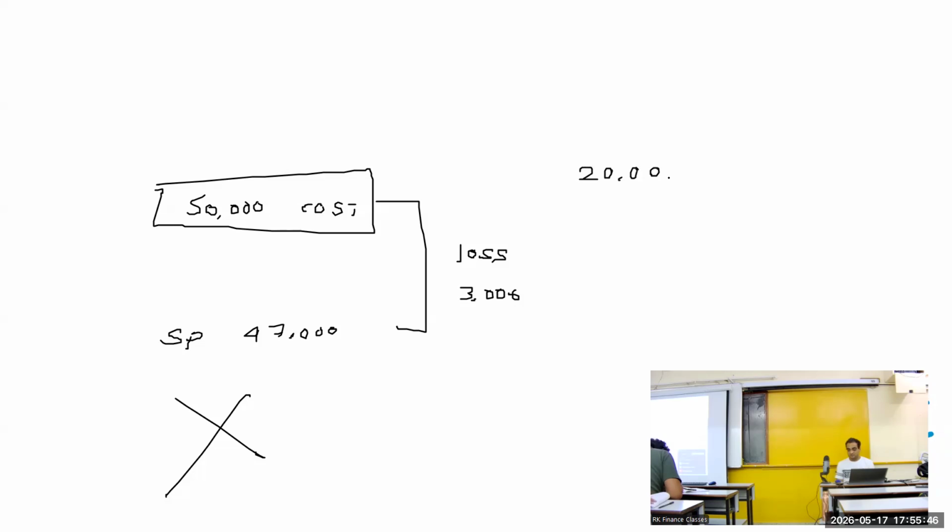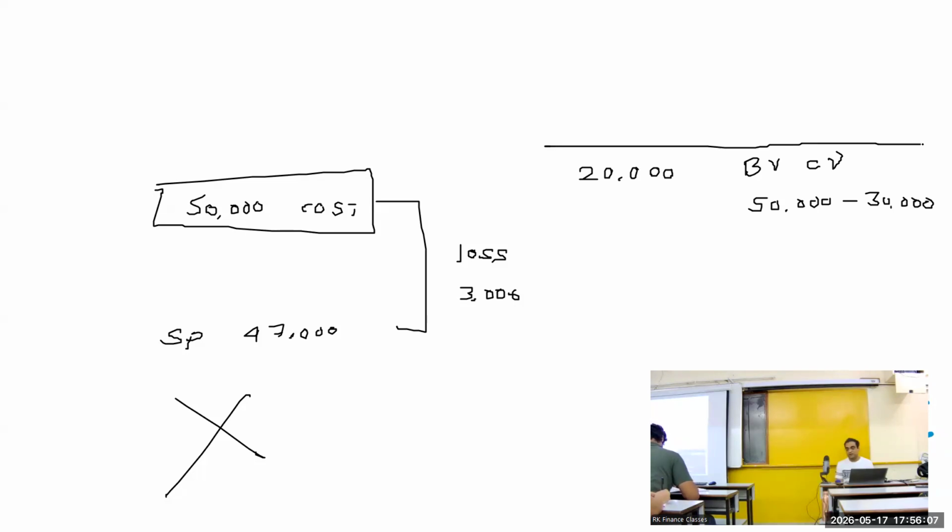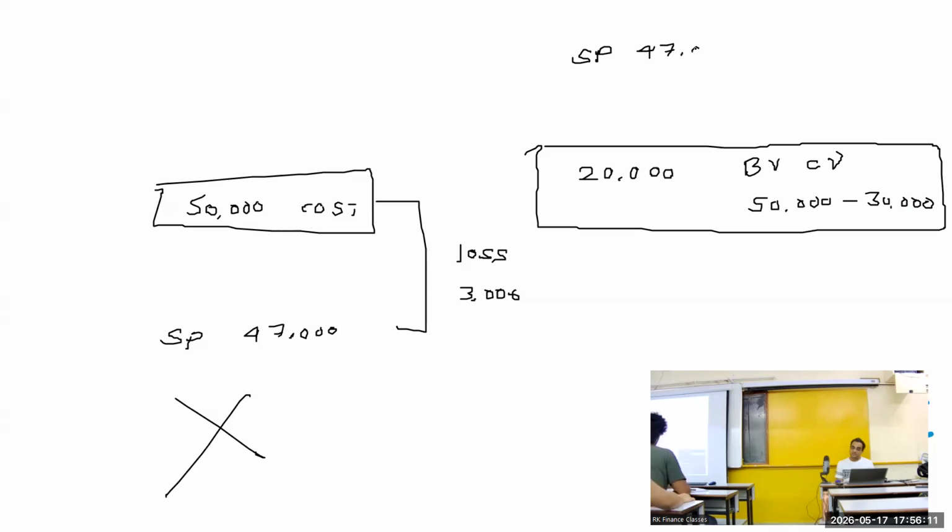20,000, ये कैसे आया सानिया? 20,000 कैसे आया? हाँ, but कैसे आया? 50,000 was the cost. Good. This is called as book value or carrying value. This is, just put it like this, 50,000 minus 30,000. Put a box around that. And selling price 47,000. That's a gain of 27,000. Okay, this is correct.